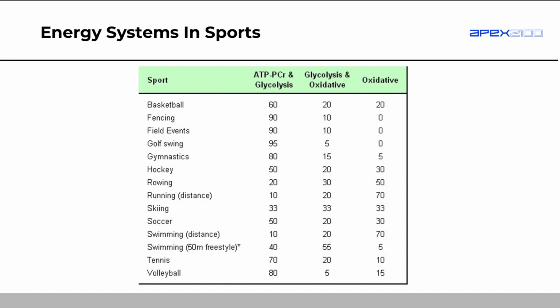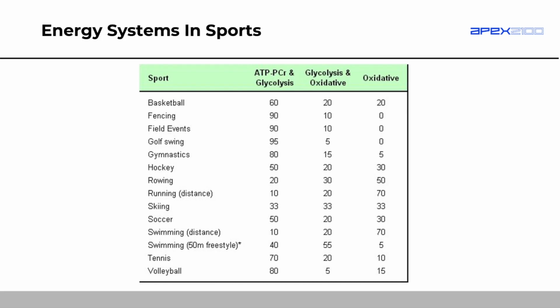So notice we've got the sport within the first column, and then look at the titles of the next three columns. These are overlapped energy systems. So we've got the ATP-PCR and glycolysis, or the phosphagen and glycolysis, so this is sort of combining the two. Then in the next one, we've got glycolysis and oxidative, combining the two again. And then in the last one, we've got oxidative. So it's not broken up into those three clear energy systems. They've sort of combined them, crossing two different energy systems there.